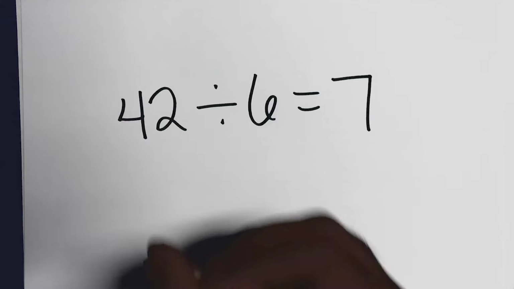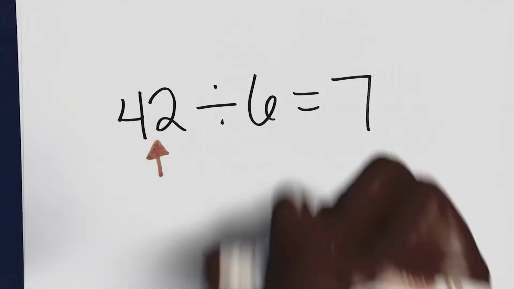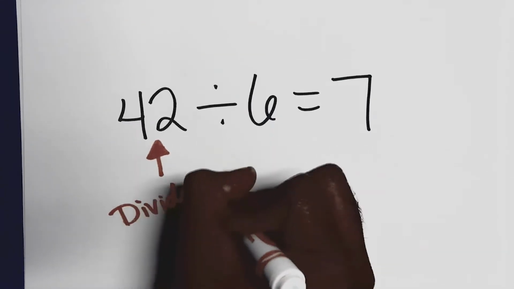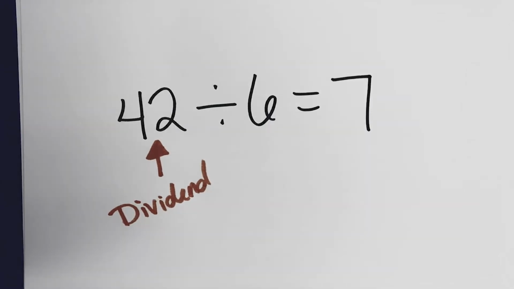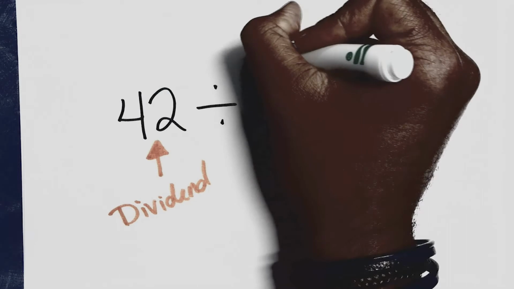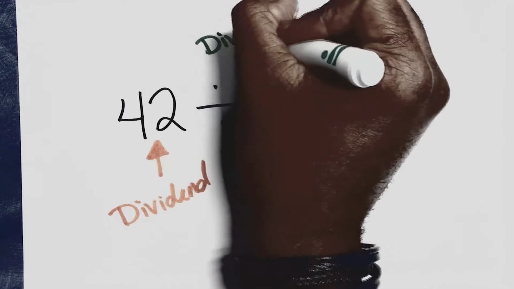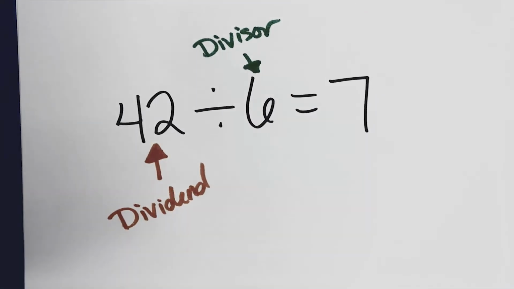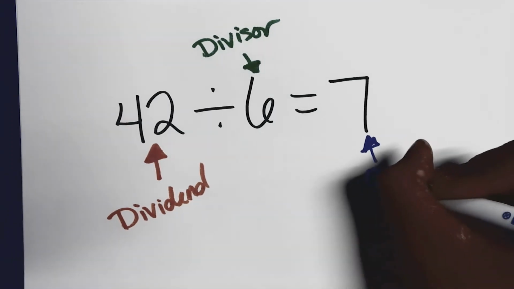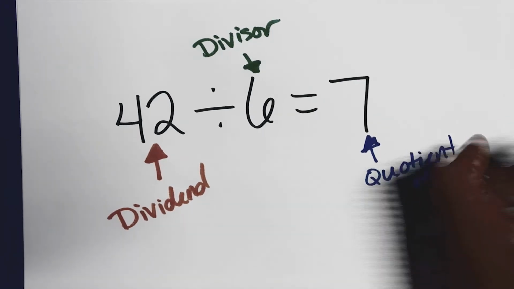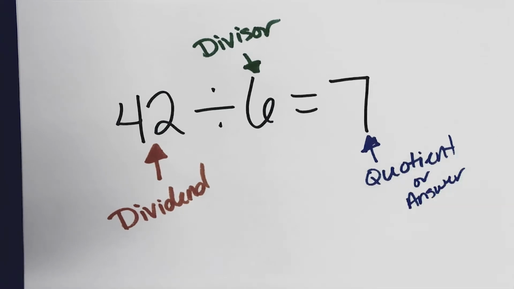All right, so let's look at 42. Do you remember what 42 is called in this division equation? Correct, it's our dividend. What about 6? Do you remember what it's called? Correct, it's our divisor. And last, what about 7? Correct, that is our quotient, or it's also our answer. Good job.